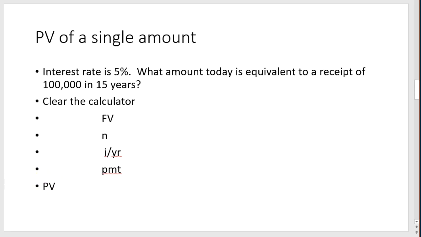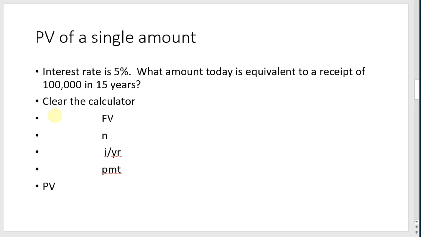Okay, let's look at the present value instead of the future value. So we're saying what is the money worth today. If you took that amount and put it in the bank for, in this example, 15 years, this is how much you would have. So we're looking for the equivalent amount today. Our interest rate is 5% in this example. We're going to receive 100,000 in 15 years. So we're saying what single amount would we need to put into the bank today in order to have a balance of 100,000 in 15 years.